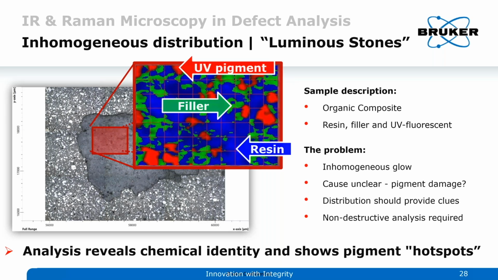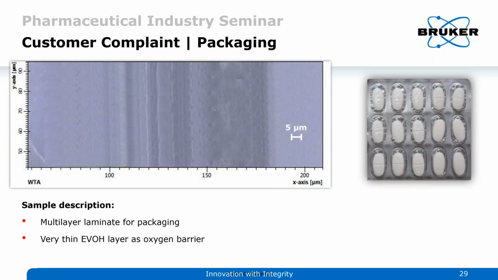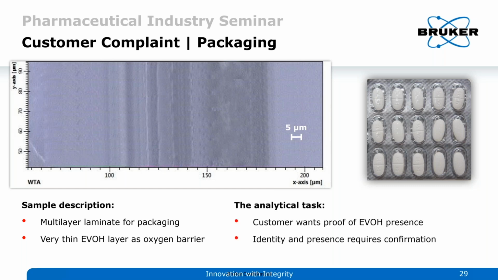So if we take a packaging example here, we have a multi-layer laminate for packaging, and we're going to take 5 microns per scan in the X direction, and they want to look at the proof of an ethylene vinyl acetate presence and identify the presence.